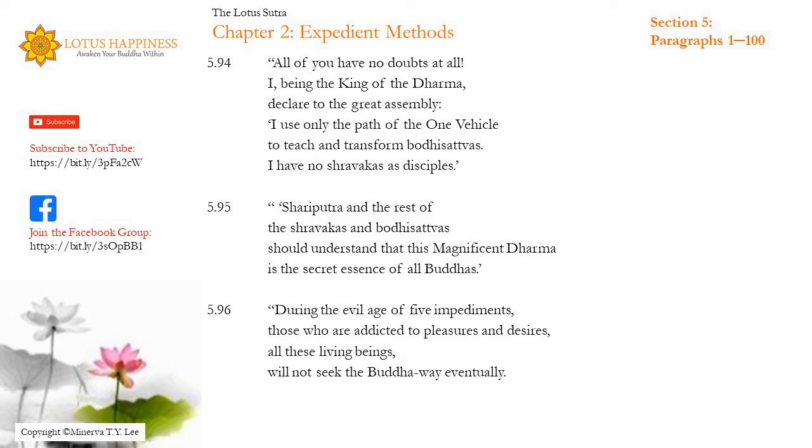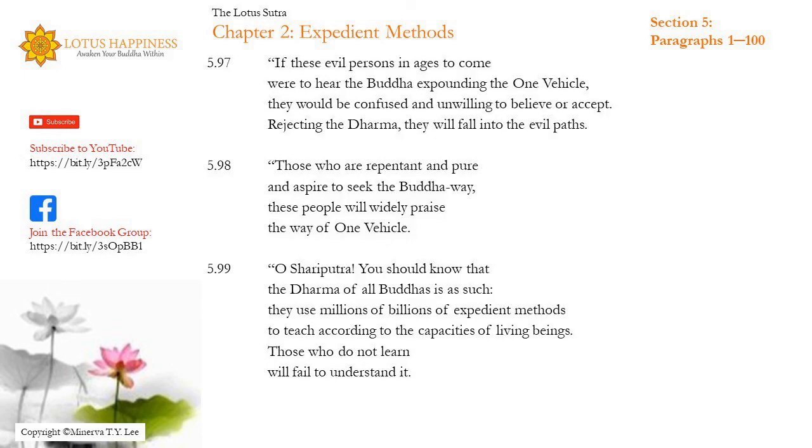Shariputra and the rest of the Shravakas and bodhisattvas should understand that this magnificent Dharma is the secret essence of all Buddhas. During the evil age of 5 impediments, those who are addicted to pleasures and desires, all these living beings will not seek the Buddha way eventually. If these evil persons in ages to come were to hear the Buddha expounding the one vehicle, they would be confused and unwilling to believe or accept. Rejecting the Dharma, they will fall into the evil paths.